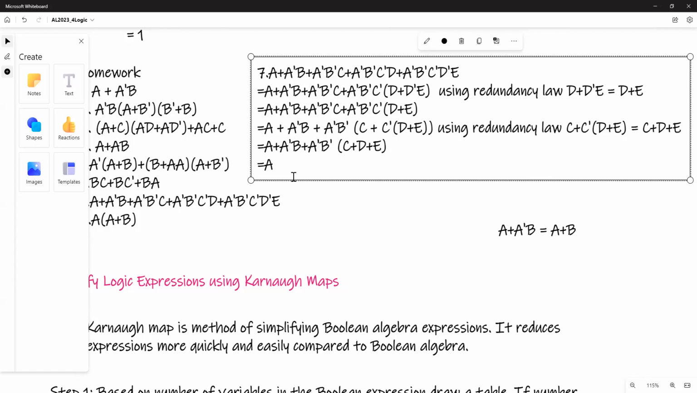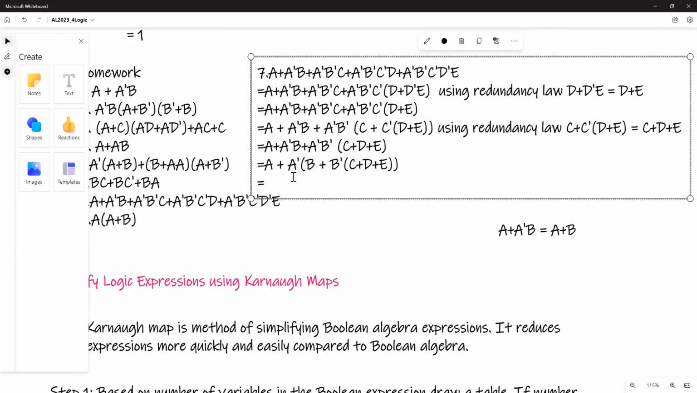We can take A out. We'll take A bar out. So what we have is B plus B bar, C plus D plus E. A plus A bar.